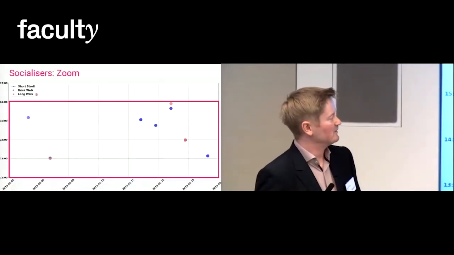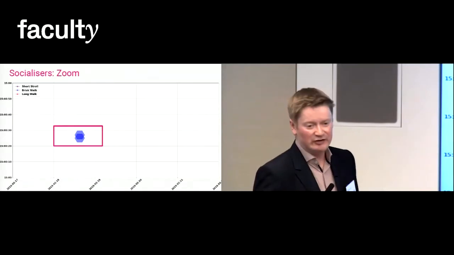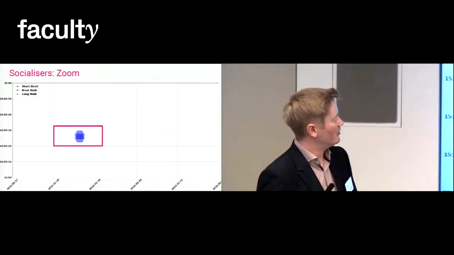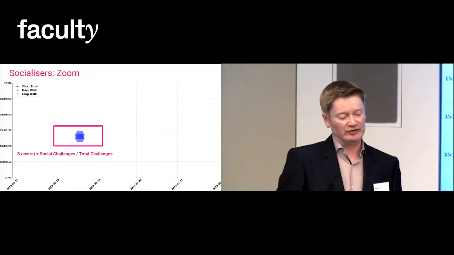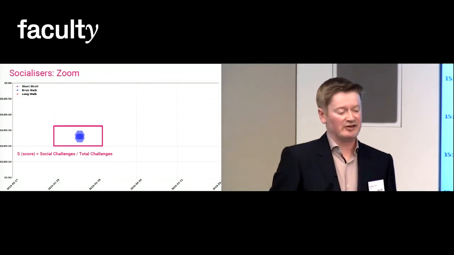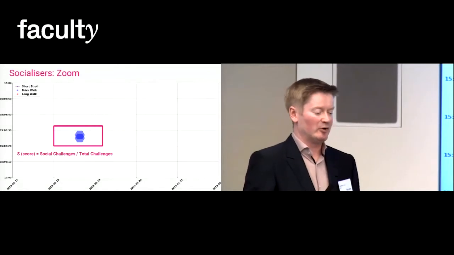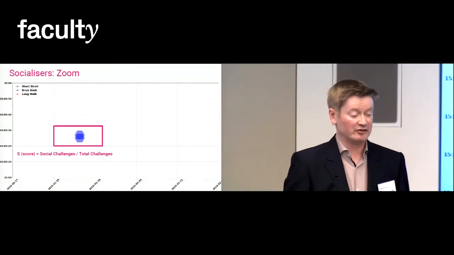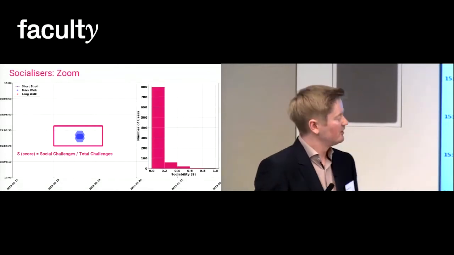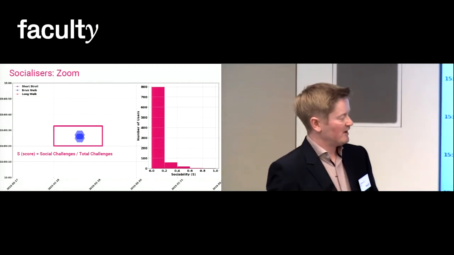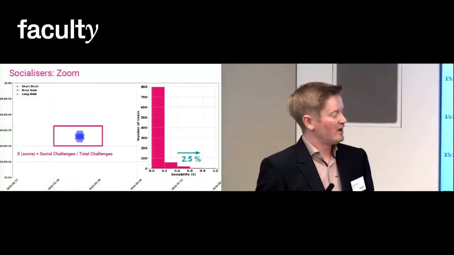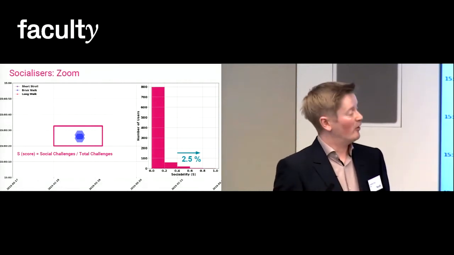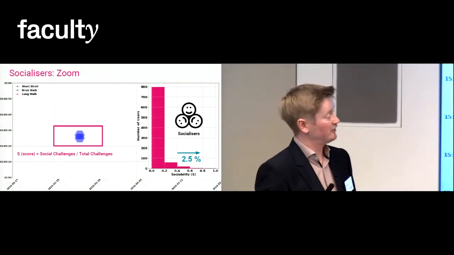So let's zoom in. And we see here 2 friends went for a brisk walk together sometime after lunch. In fact, we can give every single user a social score based on how many social challenges they took divided by the total number of challenges, ranging from 0 to 1. So in this initial sample of data, it's interesting to note that only 2.5% of users had a sociability rating above 0.4. They're the socializers.